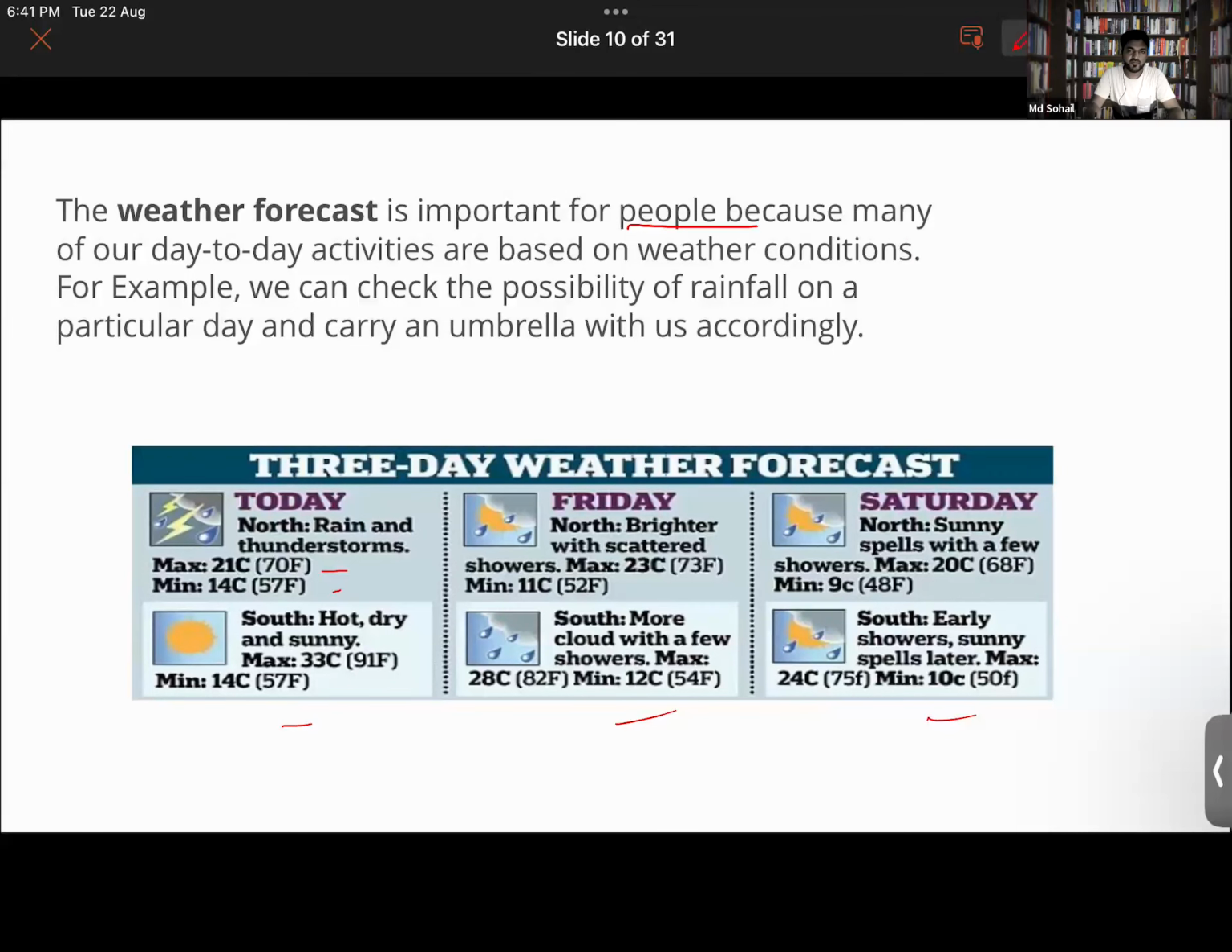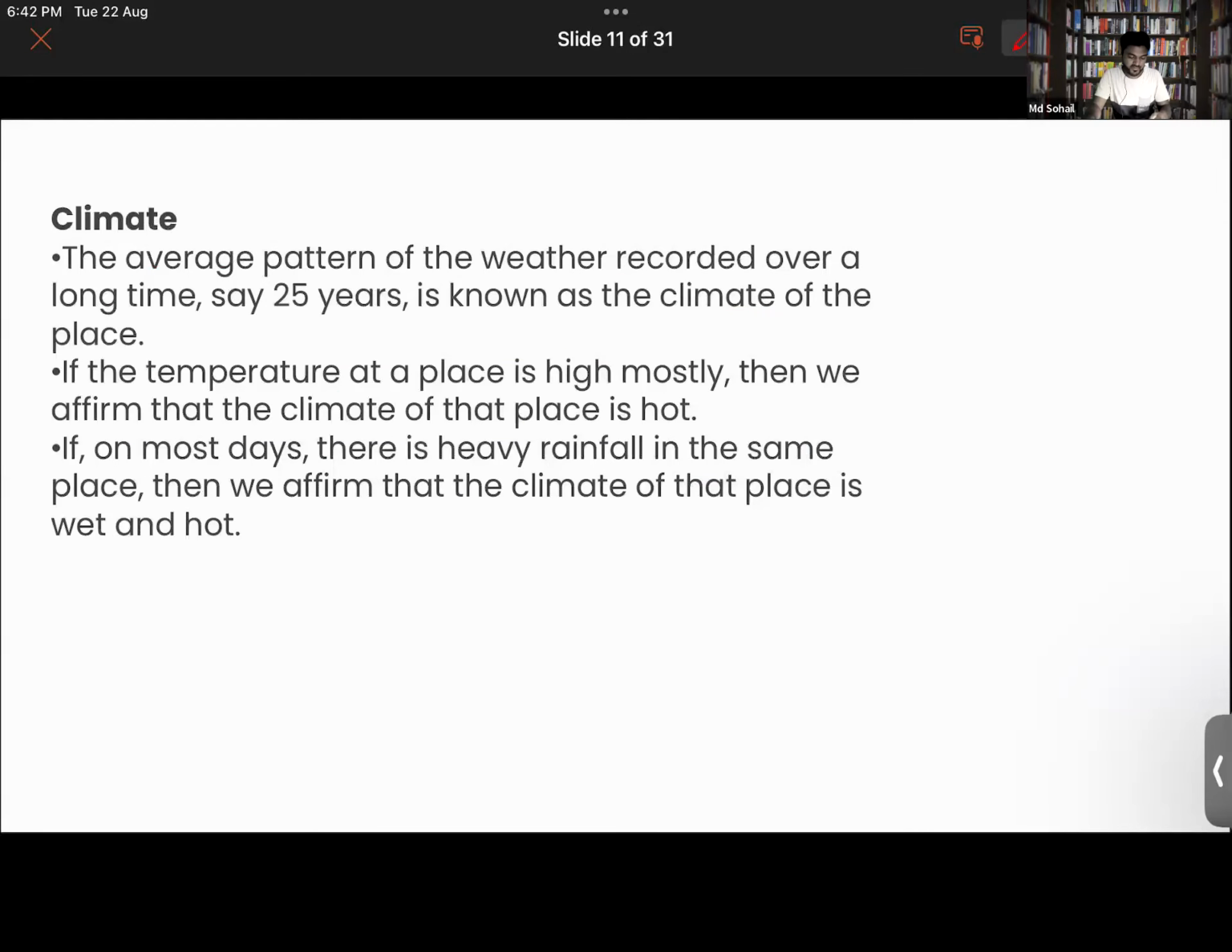Because weather will affect our day-to-day activities. So as per the weather reports, we decide our way of clothing as well as our daily routine schedules, since our day-to-day activities vary. You can check the possibility of rainfall on a particular day and carry an umbrella with yourself accordingly. Getting it? Okay.